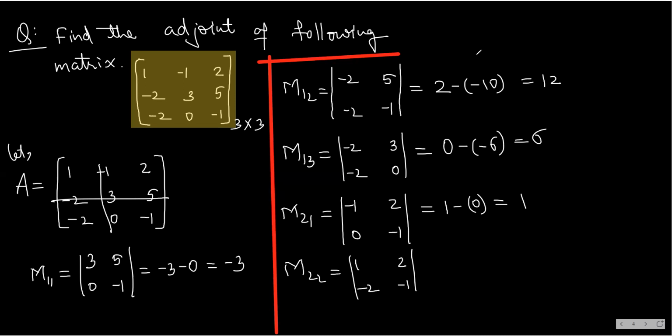1, 2, -2, -1. So here you have -1 minus of minus 4. See, minus 1 minus of minus 4, that is negative 1 plus 4, that is 3.